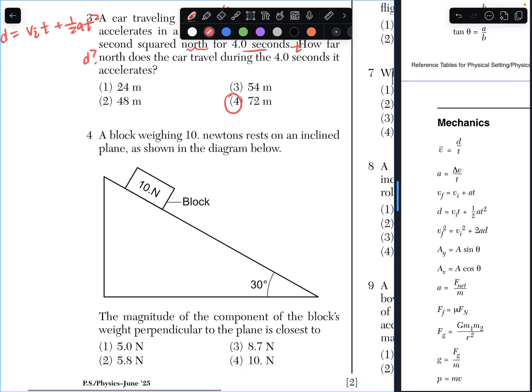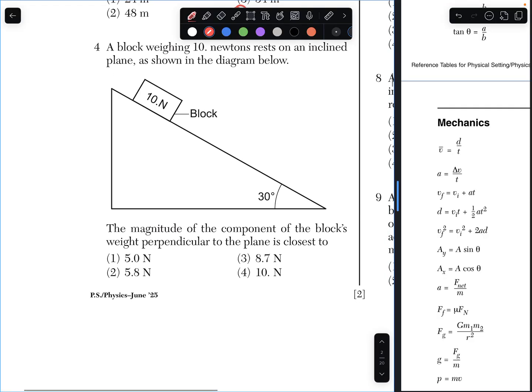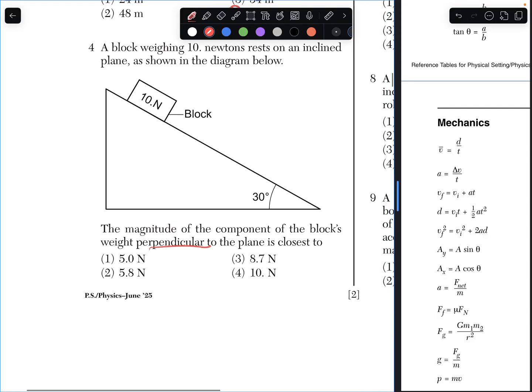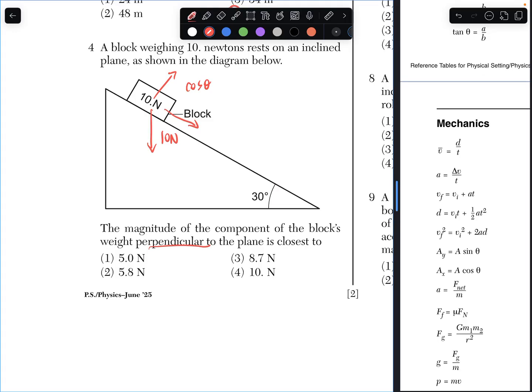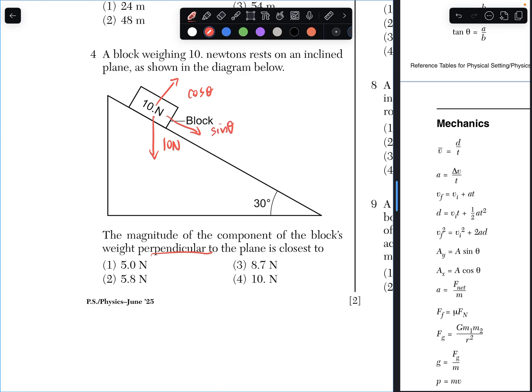Okay, a block weighing 10 newtons rests on an incline shown in the diagram below. What's the magnitude of the component of the block's weight perpendicular to the plane? So 10 newtons represents the force downwards. If it's perpendicular to the plane, we're going to use cosine. And if it's parallel to the plane, so going down the plane, it's going to be sine. So in this case, we're going to use cosine.